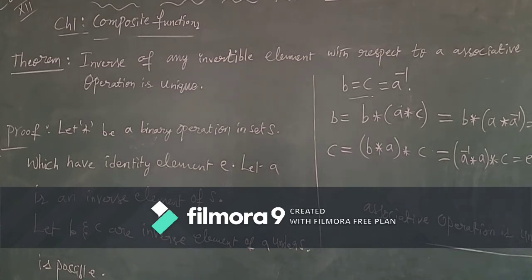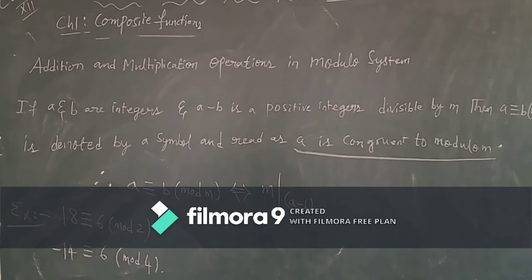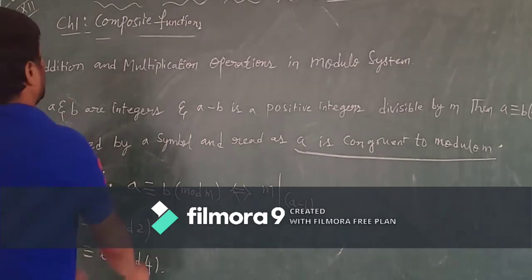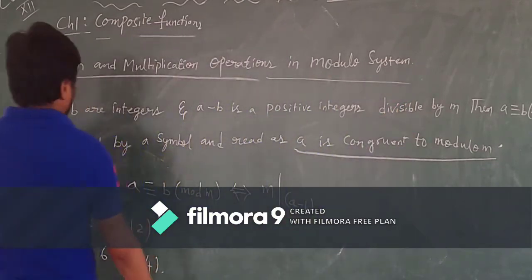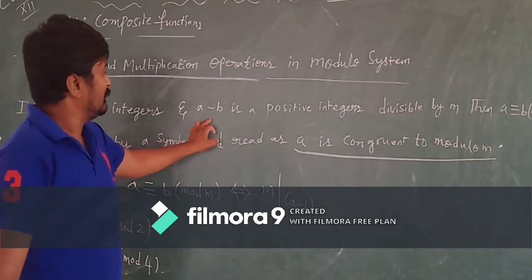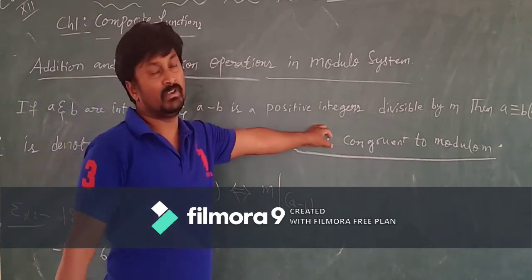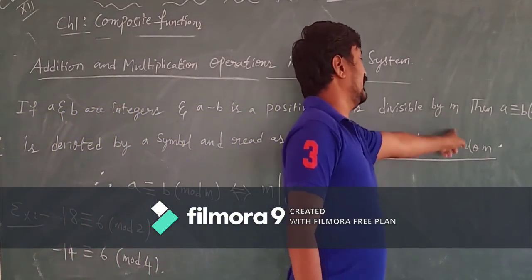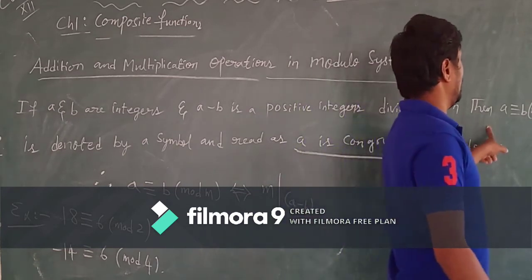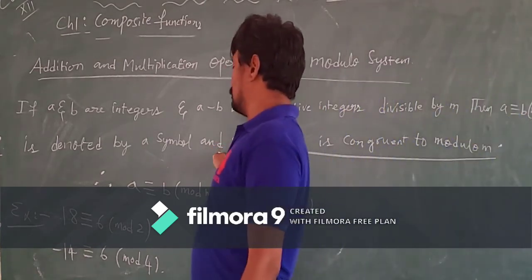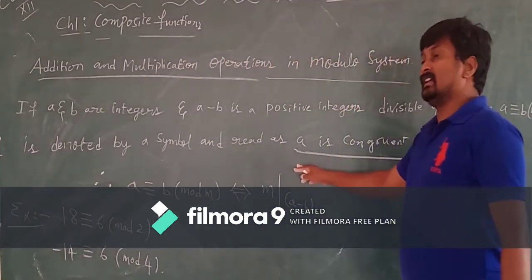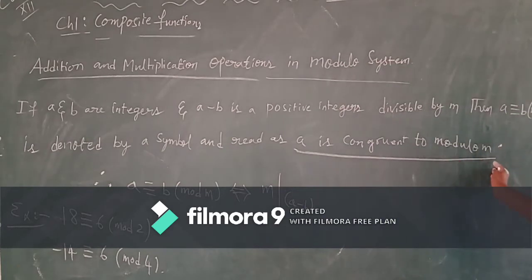So another topic is addition and multiplication operations in modulo system. So what is that? If A and B are integers and A minus B is a positive integer divisible by M, then A is congruent to B modulo M, which is denoted by a symbol and read as A is congruent to B modulo M.